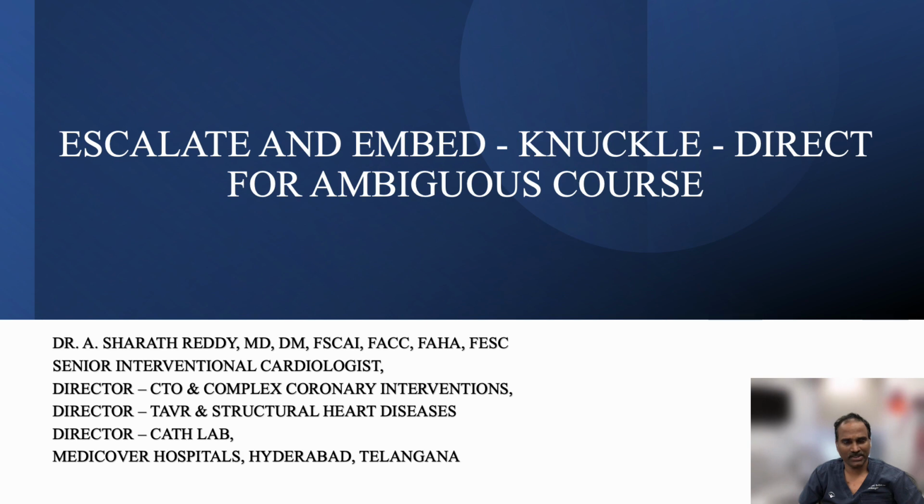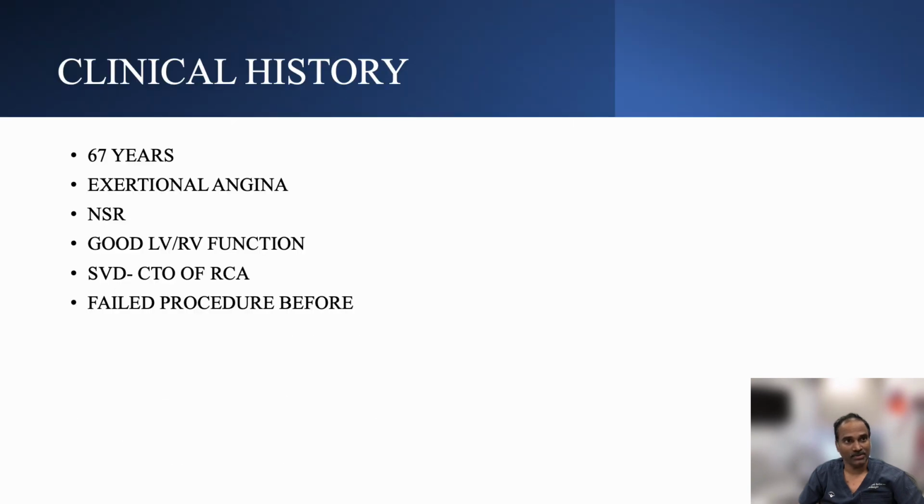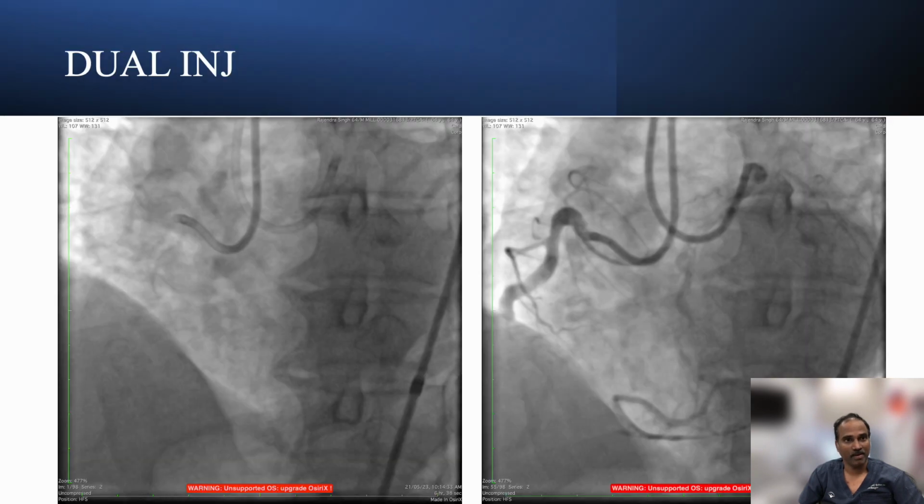So today we brought a good concept which can be used in CTOs with ambiguous course, that is escalate and embed, knuckle and direct. This is a case of a 67-year-old with exertional angina, normal sinus rhythm and good LV and RV function, who had a chronic total occlusion of the right coronary artery, and the procedure was attempted and failed before in another center.